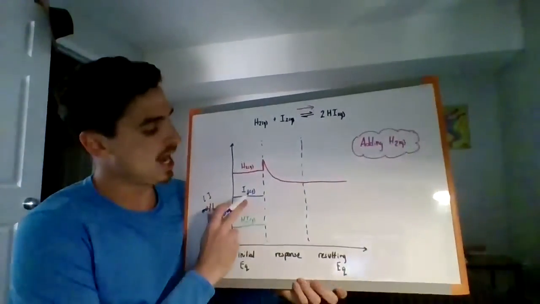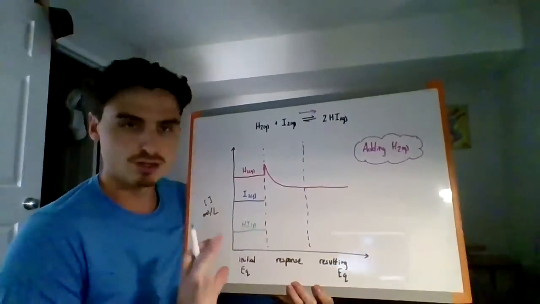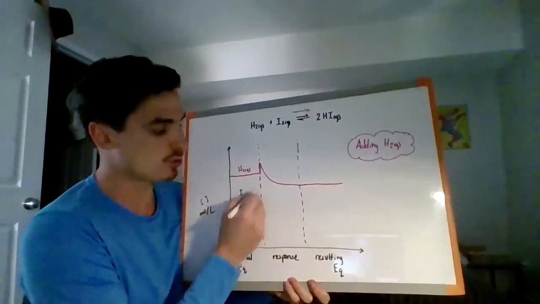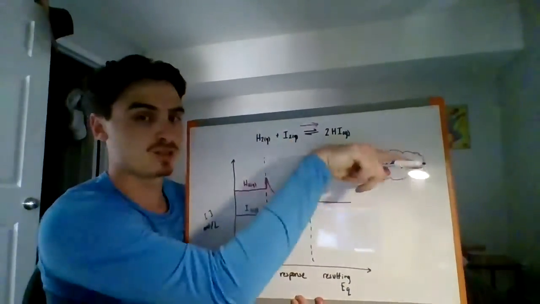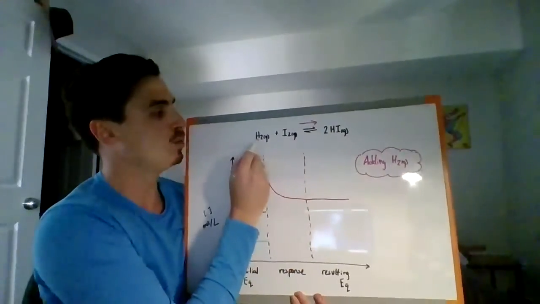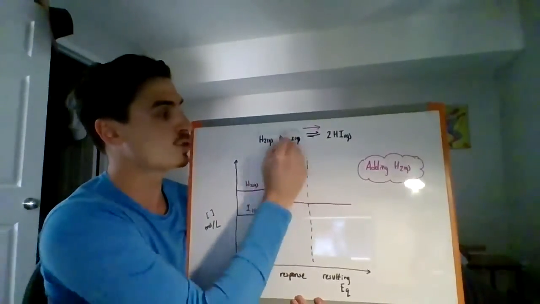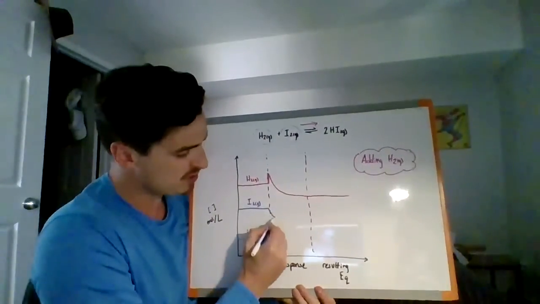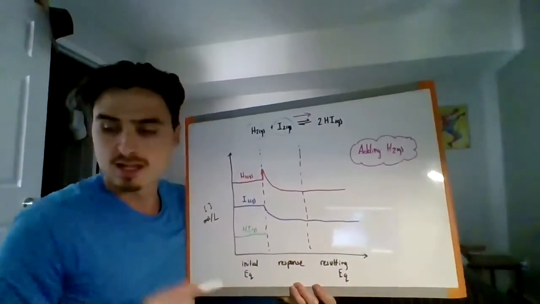Well, what's going to happen to iodine? Is iodine going to spike up or down? No, we didn't add or we didn't take away any iodine, so there's no spike. However, if the reaction is shifting this way, the forwards reaction, and we're going to be using up hydrogen, that also means we're going to be using up iodine. So iodine's concentration is going to be used up. It's going to go down, and then it's going to stabilize.